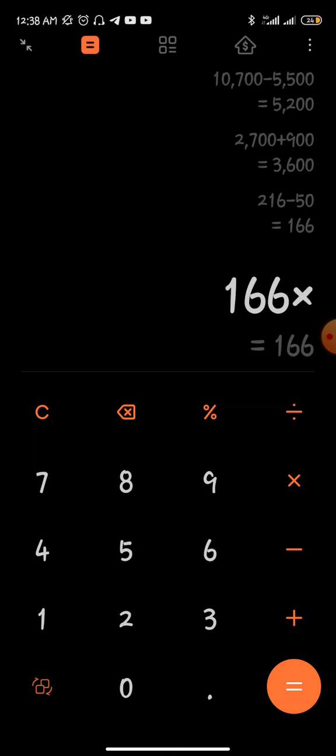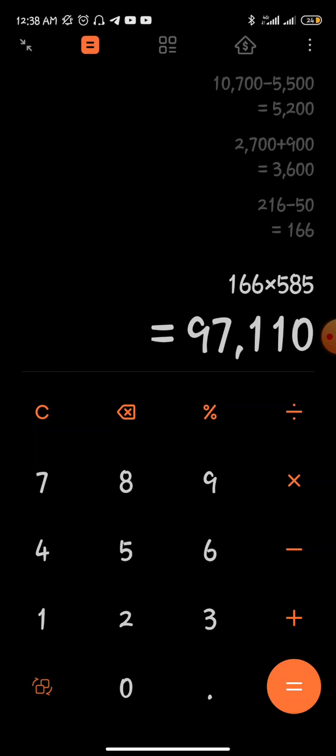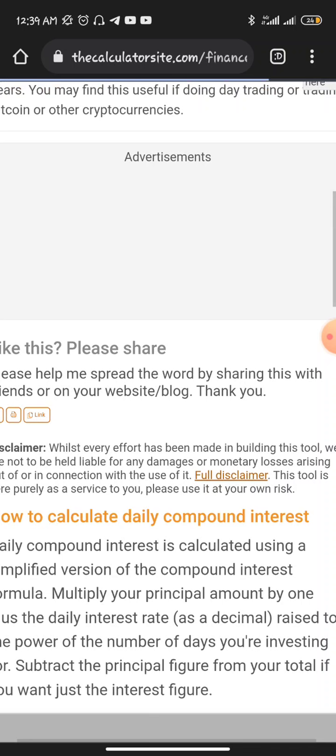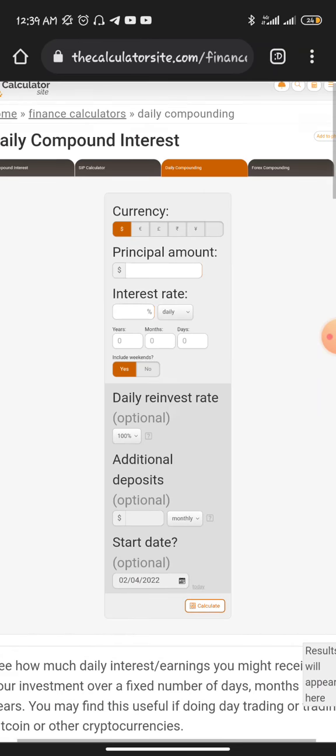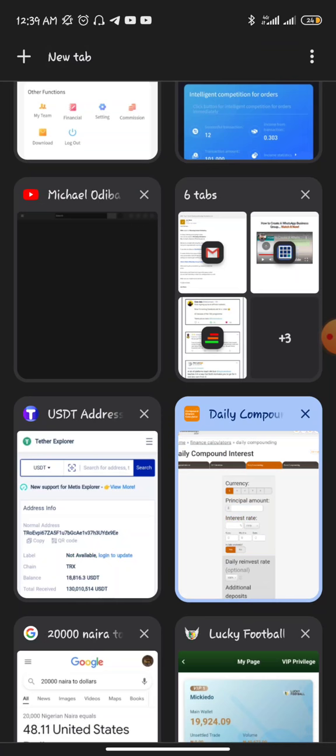166 times 585. Did you see? So it's even going to be more than the estimated amount at the end. So 20k, your profit, guys, your profit is going to be 87k at the end of the month.